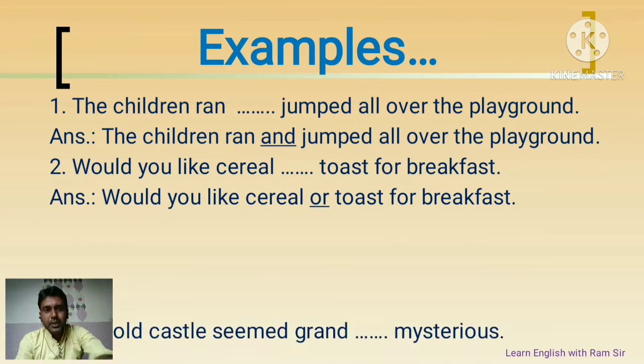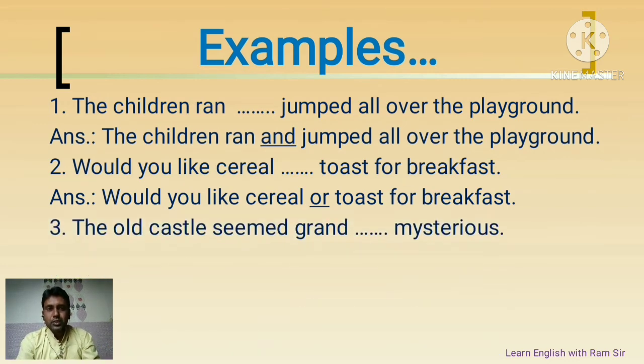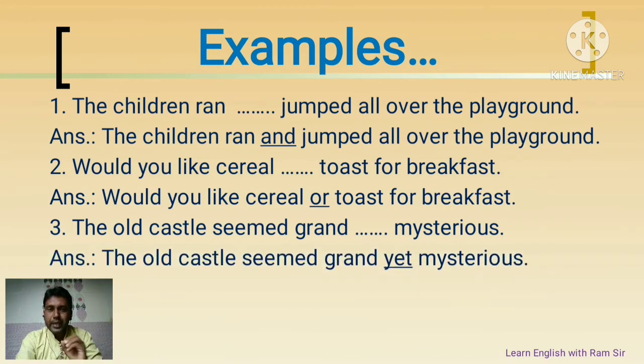The third example here we are going to discuss, that is, the old castle seemed grand ... mysterious. So these are the contrasting things. At the one place you said that the old castle seemed grand, and at the second stage you said that this is mysterious. So these are the contrasting ideas, and whenever we have such kind of contrasting idea, we need to use it. The old castle seemed grand, it mysterious.